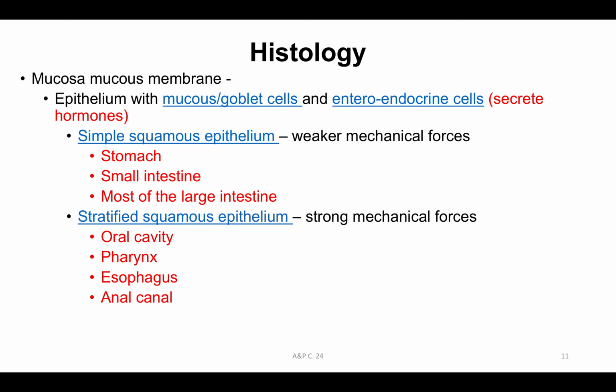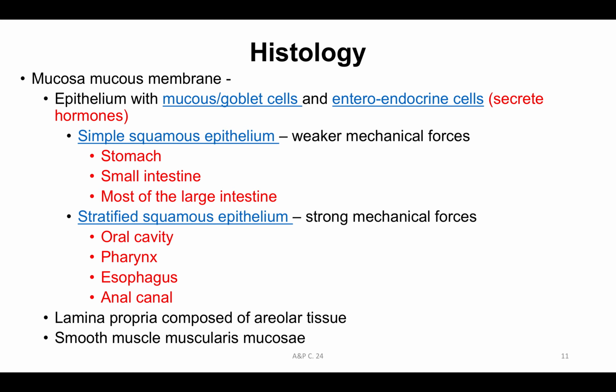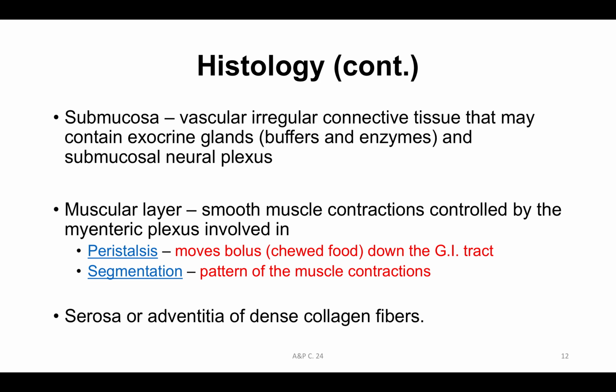Then we move on to histology. What parts of our digestive system are made of what type of tissue? Most of the tissue in your digestive system is either going to be simple squamous or stratified squamous. So there's going to be tissue layers, there's going to be connective tissue layers, and there's going to be muscular layers. And those muscular layers are important because they help move food through the whole GI tract.